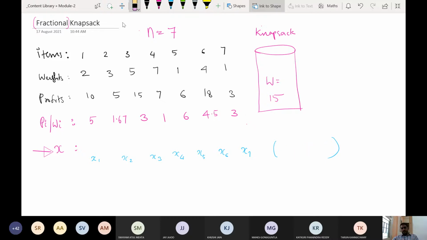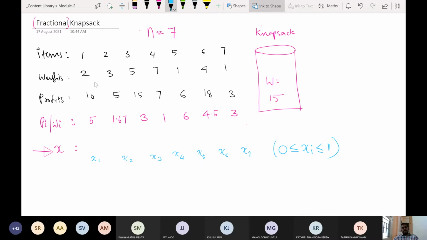I can write like this: 0 ≤ Xi ≤ 1. So each Xi will be a fraction between 0 and 1. That much quantity of this item is allowed to be taken. In the case of the 0-1 knapsack problem, Xi must be either 0 or 1. But in this case, you can take 0.75 of item number 1.